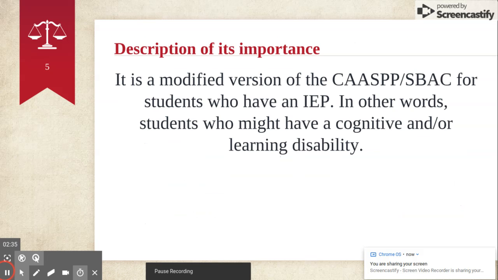Description of importance. The CAA is important because it is a modified version of the CAASPP. Students who have a cognitive disability are given modifications so they can have a fair opportunity of completing the state's assessment. These modifications are connected to students' IEPs, and modifications are put in place for these students who have cognitive and/or learning disabilities.